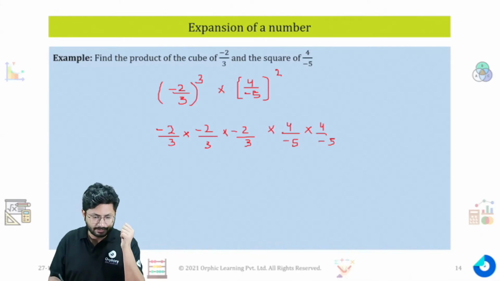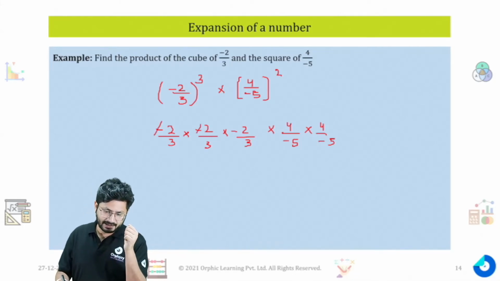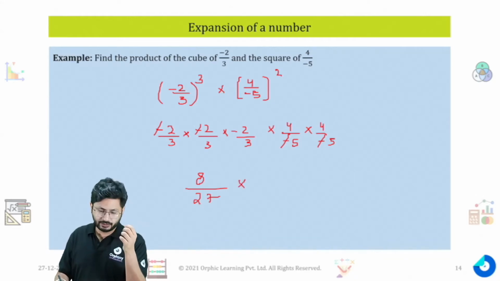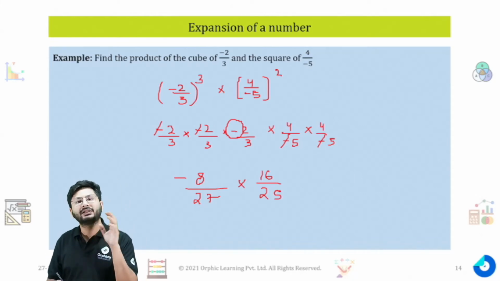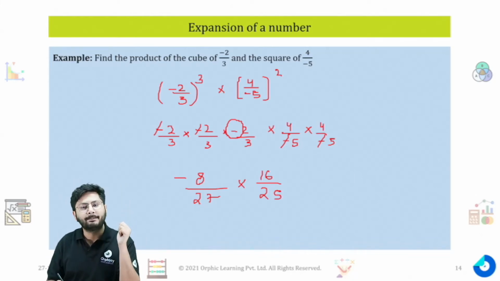Okay, so what will we get in the end? This minus cancels with this minus, these minuses cancel out. So 2 into 2 into 2 becomes 8. 3 into 3 into 3 is 27, multiplied by 4 into 4, 16, divided by 5 into 5, 25, and there is a negative sign intact. So I'll write it here and you can finally solve the expression. Quite a simple thing.